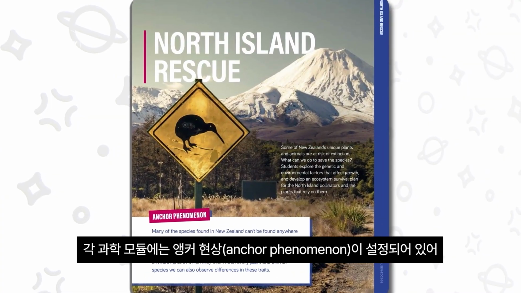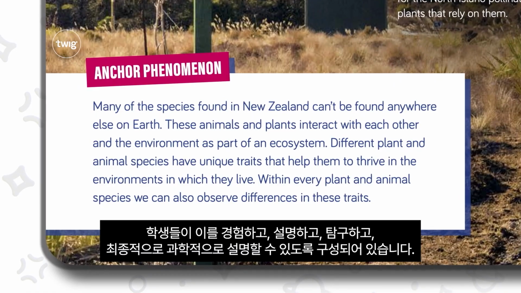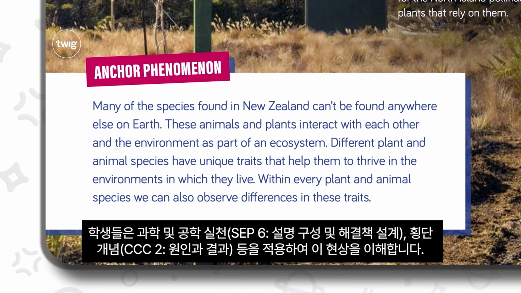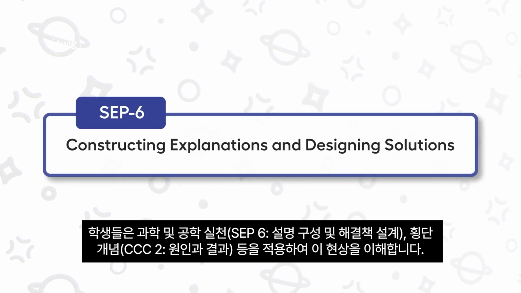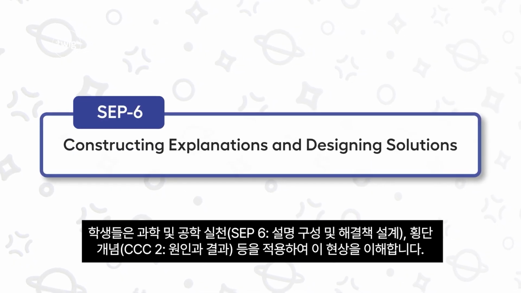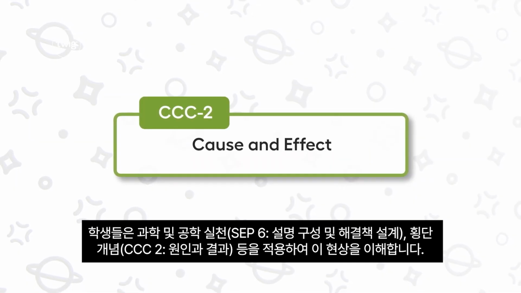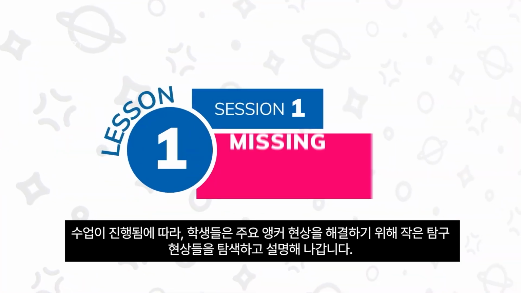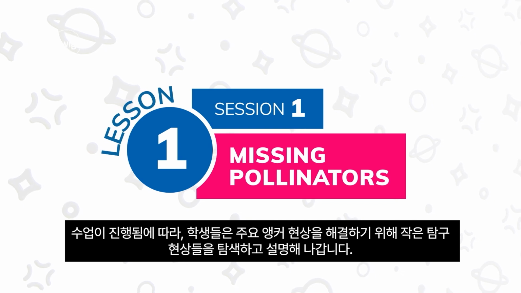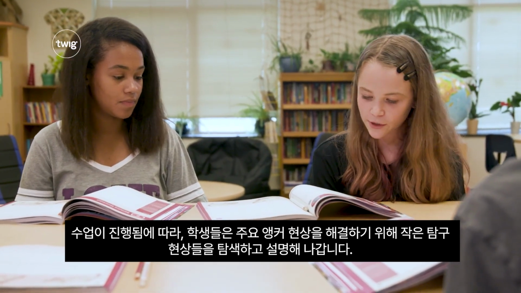Each science module has an anchor phenomenon for students to experience, describe, investigate, and ultimately explain, applying key science and engineering practices, including SEP 6, constructing explanations and designing solutions, and cross-cutting concepts, like CCC 2, cause and effect, to make sense of the phenomenon. As students progress through a lesson, they explore and explain smaller investigative phenomena that will help them ultimately address the anchor phenomenon.